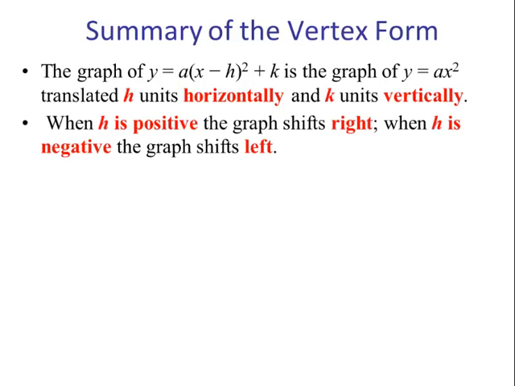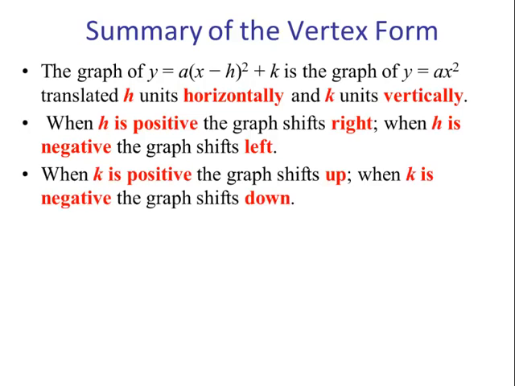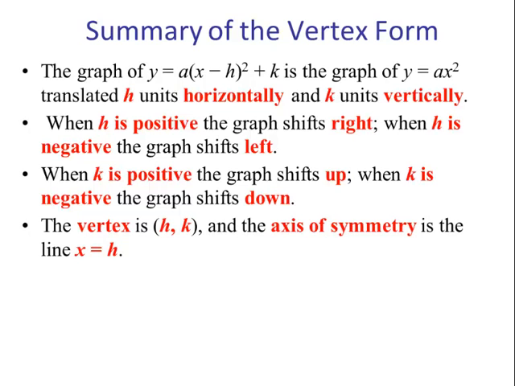When h is positive, the graph shifts to the right. When h is negative, the graph shifts to the left. When k is positive, the graph shifts up. When k is negative, the graph shifts down. The vertex is (h, k), and the axis of symmetry is the vertical line x = h.